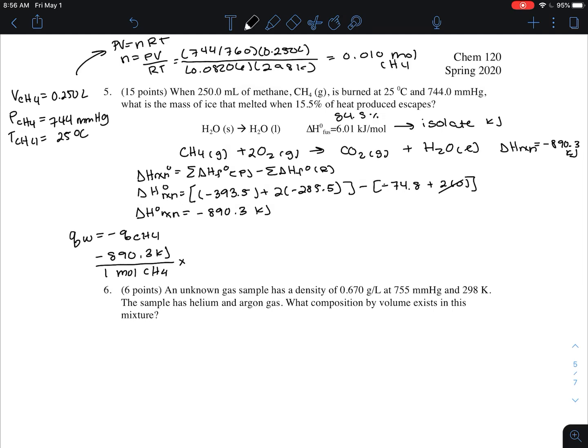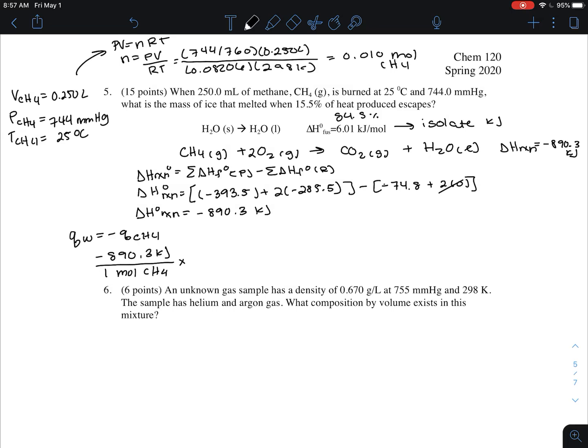And you get 0.010 moles of methane. So again, this is what's happening. Methane got combusted, it got burned under these conditions. So you know the volume, the temperature, and the pressure that methane was burned, and you can solve for the moles of methane that was burned.